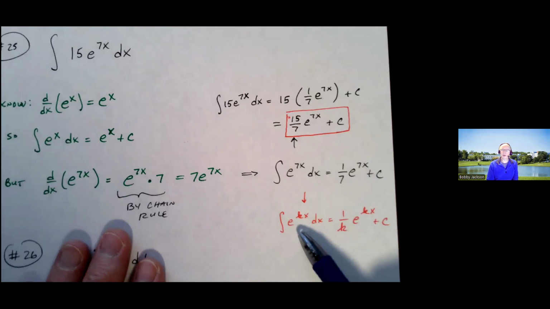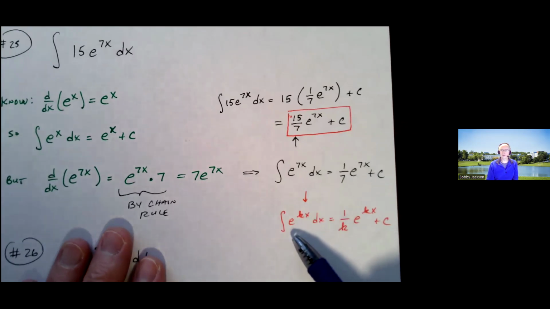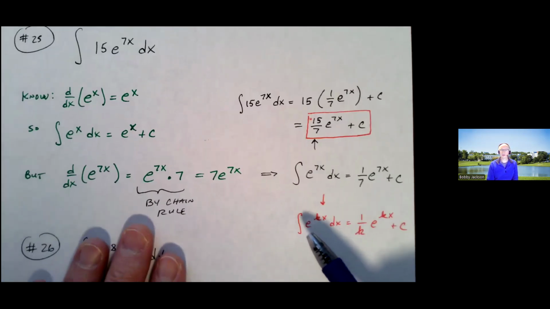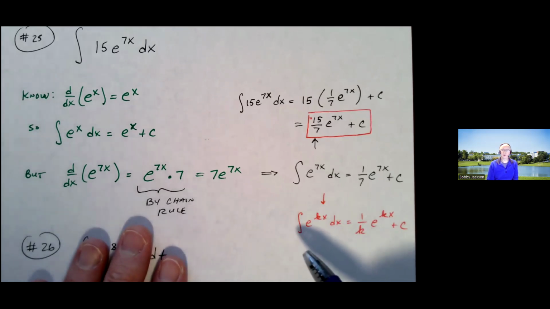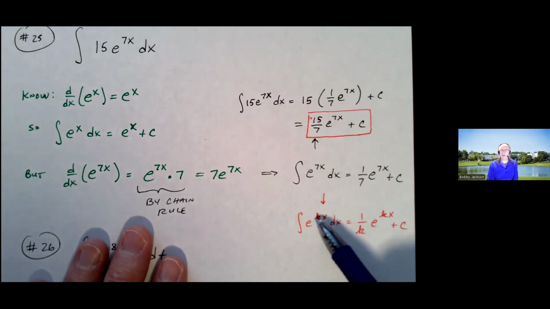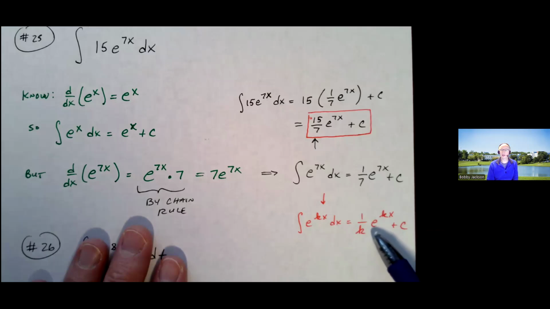So in general, we have basically this rule we developed in class, right? And we're going to get more into undoing the chain rule with the substitution method soon. But this is basically a simple undoing of a chain rule, right? The integral of e to the kx dx is 1 over k times e to the kx plus c.